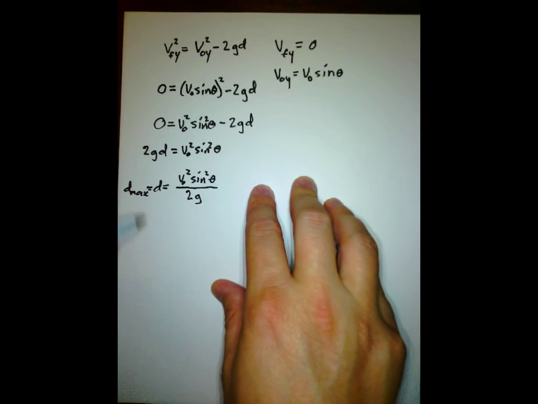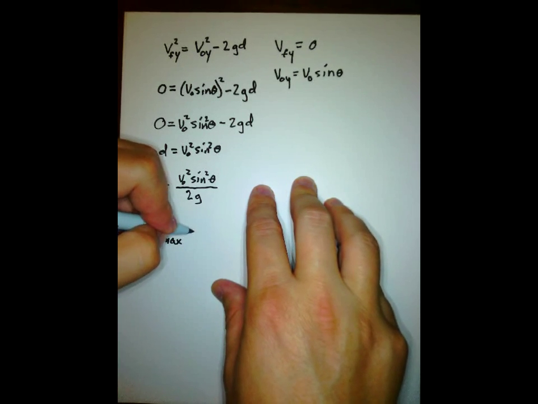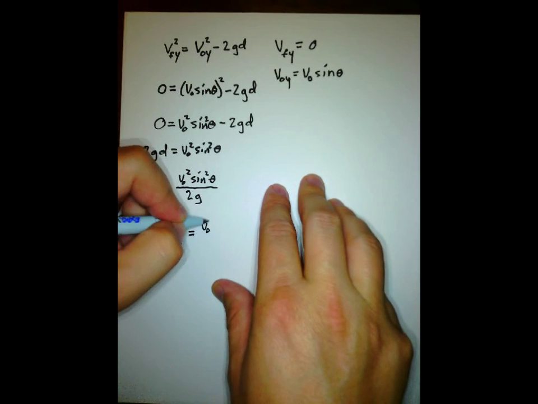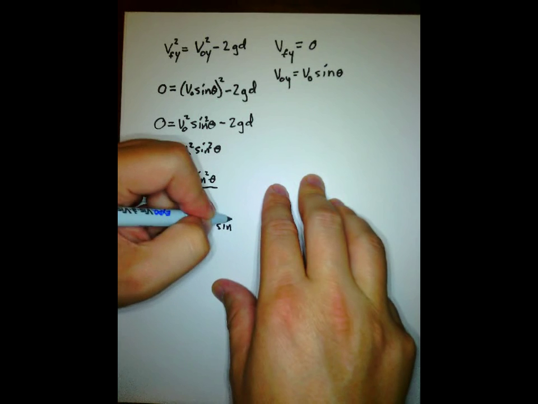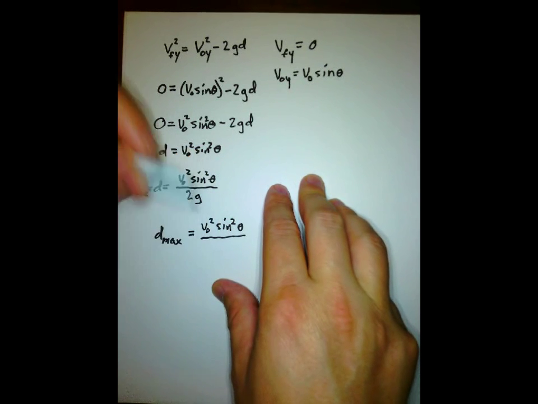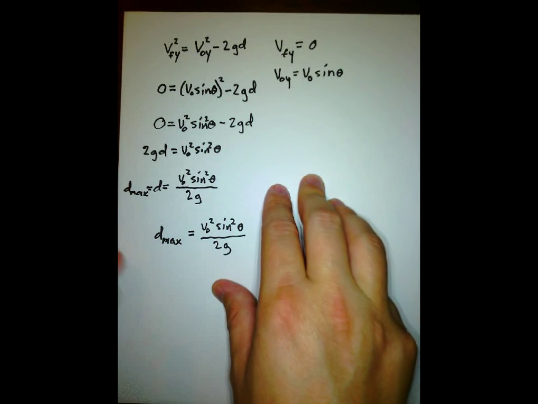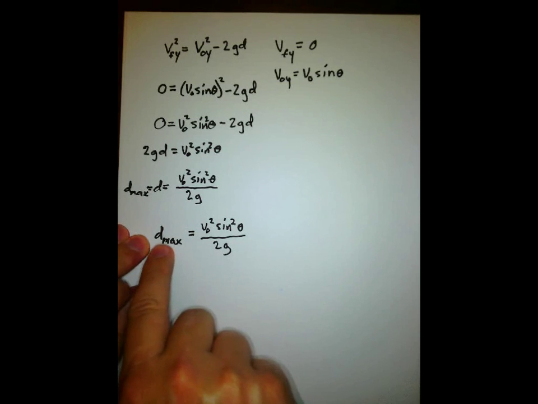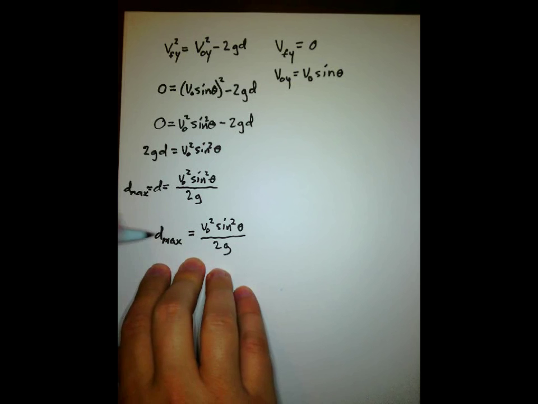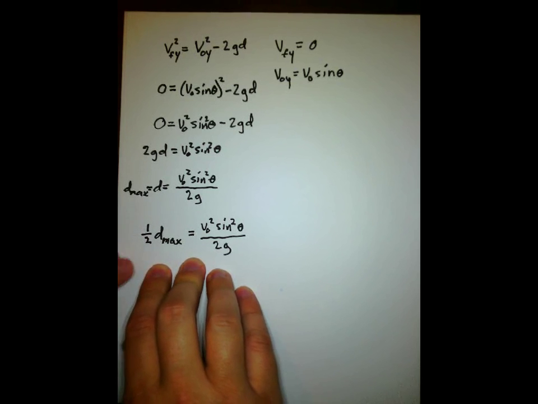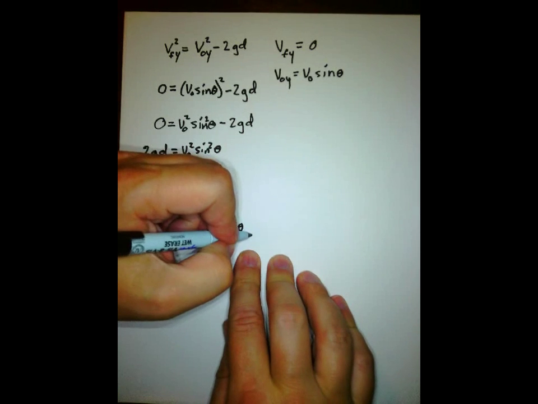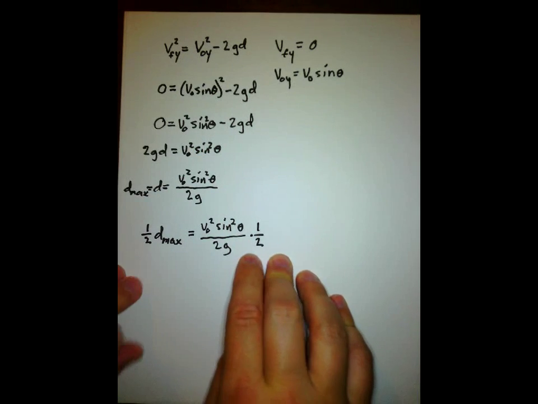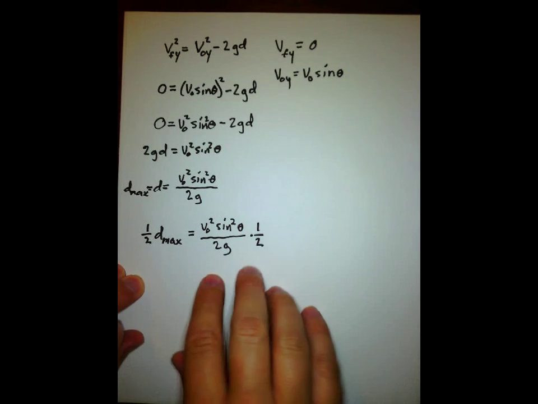However, I can do what I said, and you'll see what I mean here in a second. So D max is V naught squared sine squared theta all over 2G. Alright, so why did I write it again? Well, here's the reason I wrote it again. If D max equals this, then half of D max equals half of this. So I didn't do anything crazy or wild here.